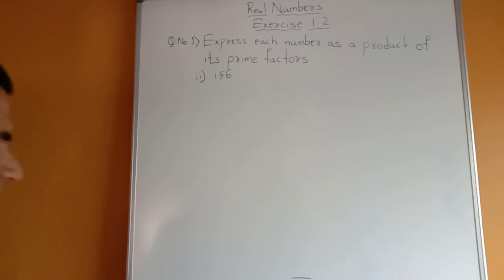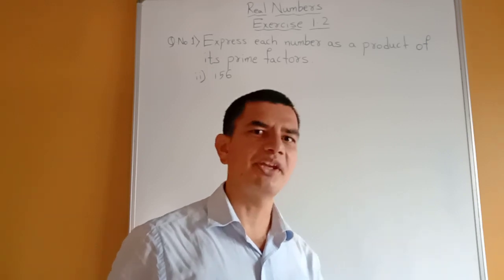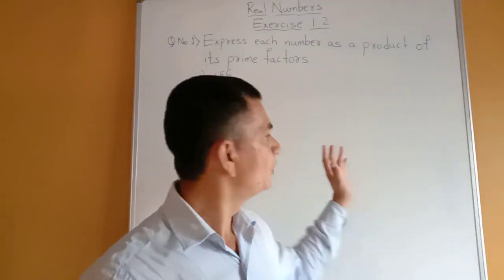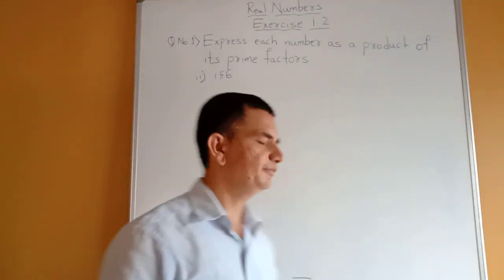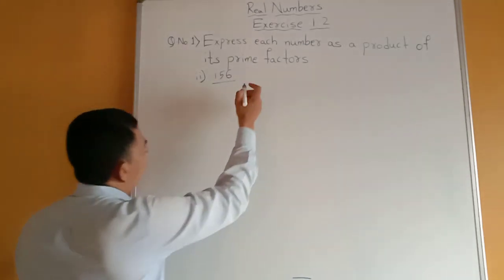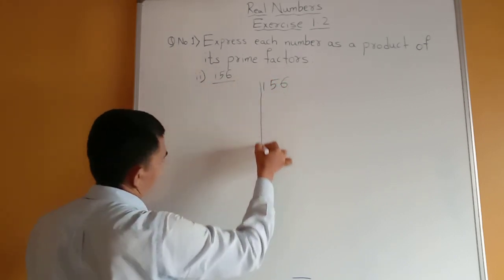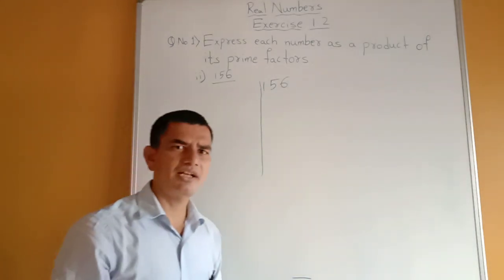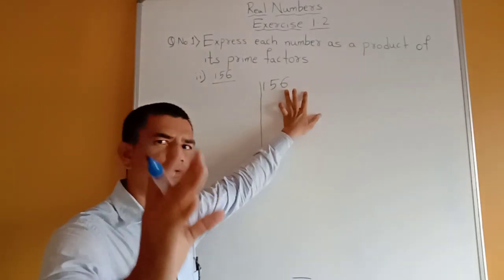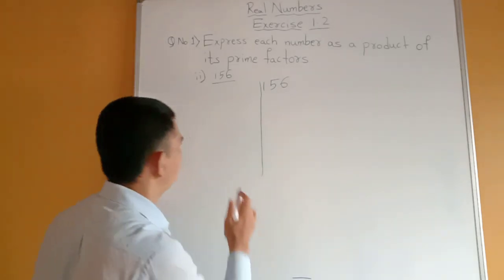Okay, friends. Now we can see here I have written the second question in the first main. Already we have completed the first question in first main. Now we are going to solve the second question in first main. The question is 156. Now we have to write 156 in prime factors. Already I told you that if the unit place is an even number, we can take 2 here. We can start from 2.